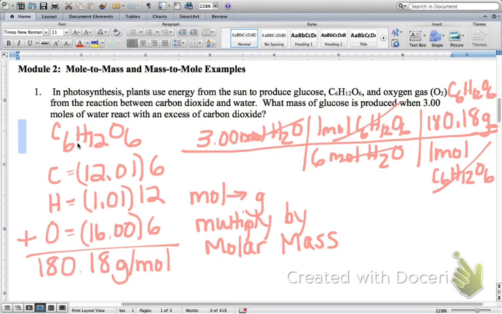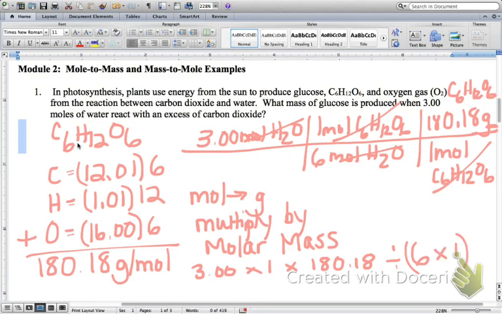So remember, all the things that go across the top, we multiply. The stuff that's in the bottom, we divide. So what we're going to type into our calculators is 3.00 times 1 times 180.18, and then I'm going to divide by 6, because that's what I've got in my denominator, or divided by 6 times 1 if you want to put it that way.